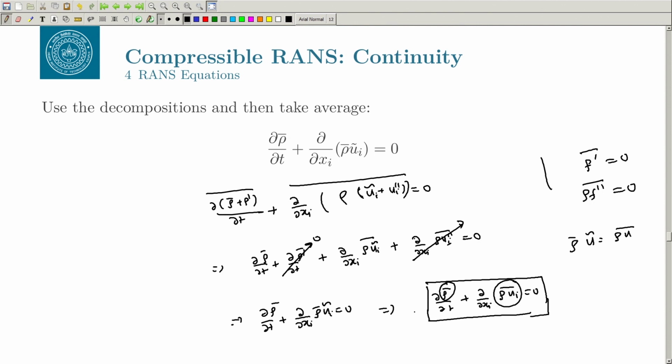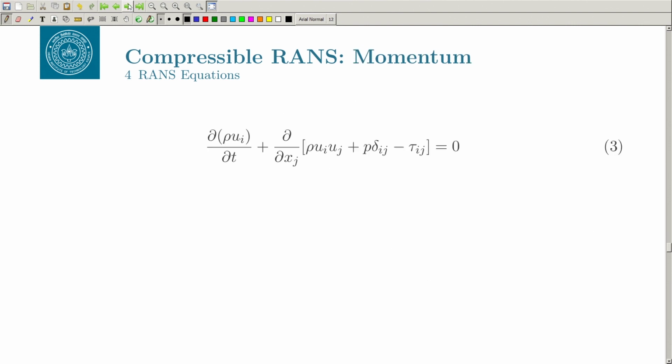Now comes the momentum equation. This is the momentum equation form that I have written here. I have put everything on the left hand side. Now, if you look at this equation closely, this is the most problematic term that we have. Remember, for u, v and w we are using the Favre averaging, and for pressure and density we are using the Reynolds averaging.